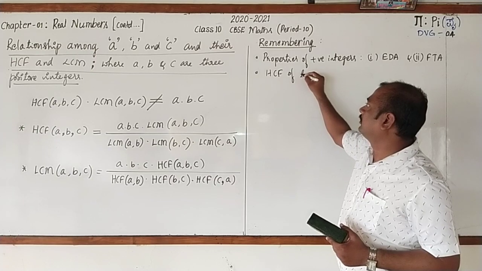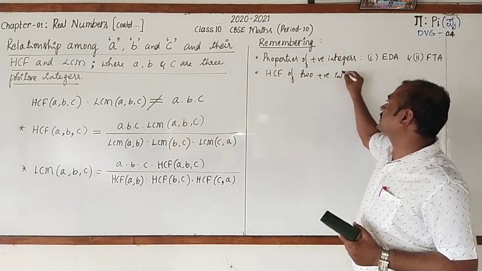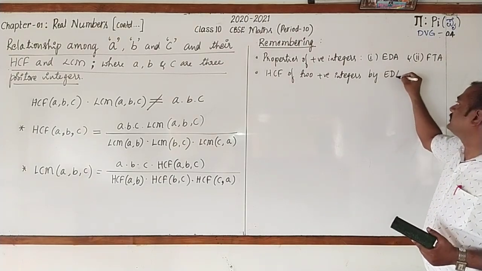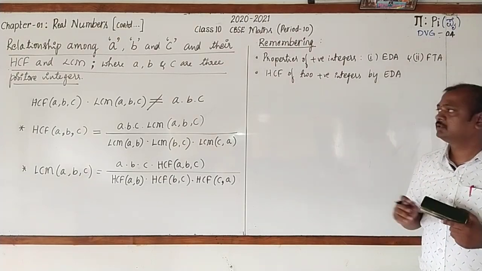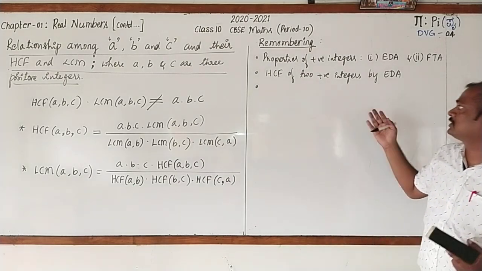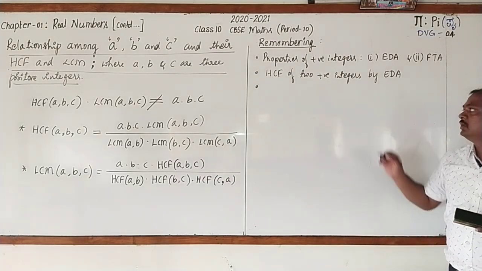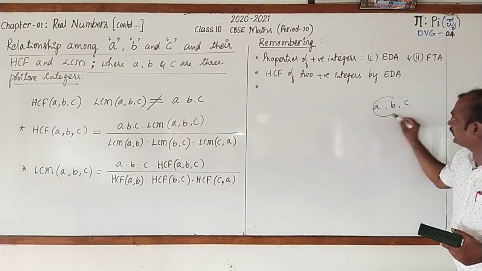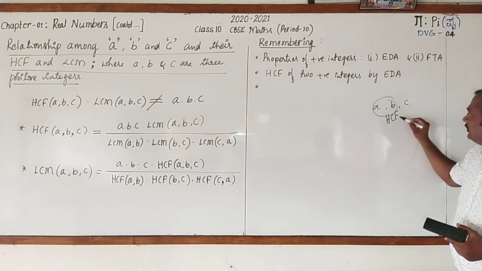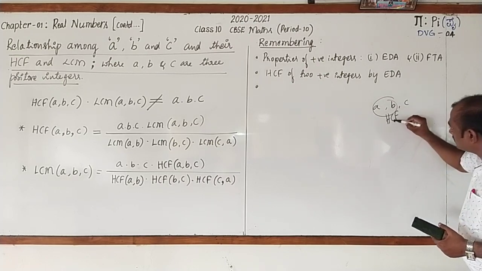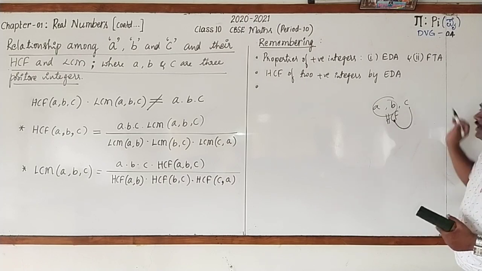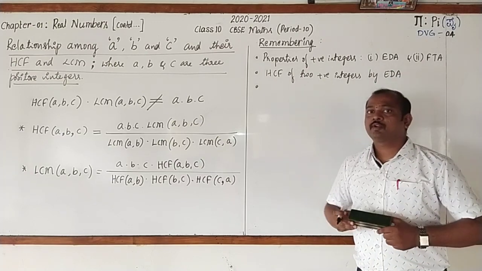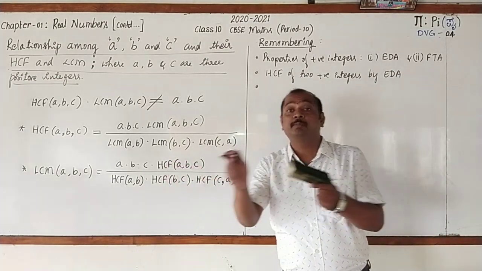HCF of two positive integers using Euclid's division algorithm. Next, there is a chance of three positive integers also being given. I have already told you how to find the HCF when three positive integers are given: you have to find the HCF of the first two, then the HCF of the number you get and the last number. Okay.